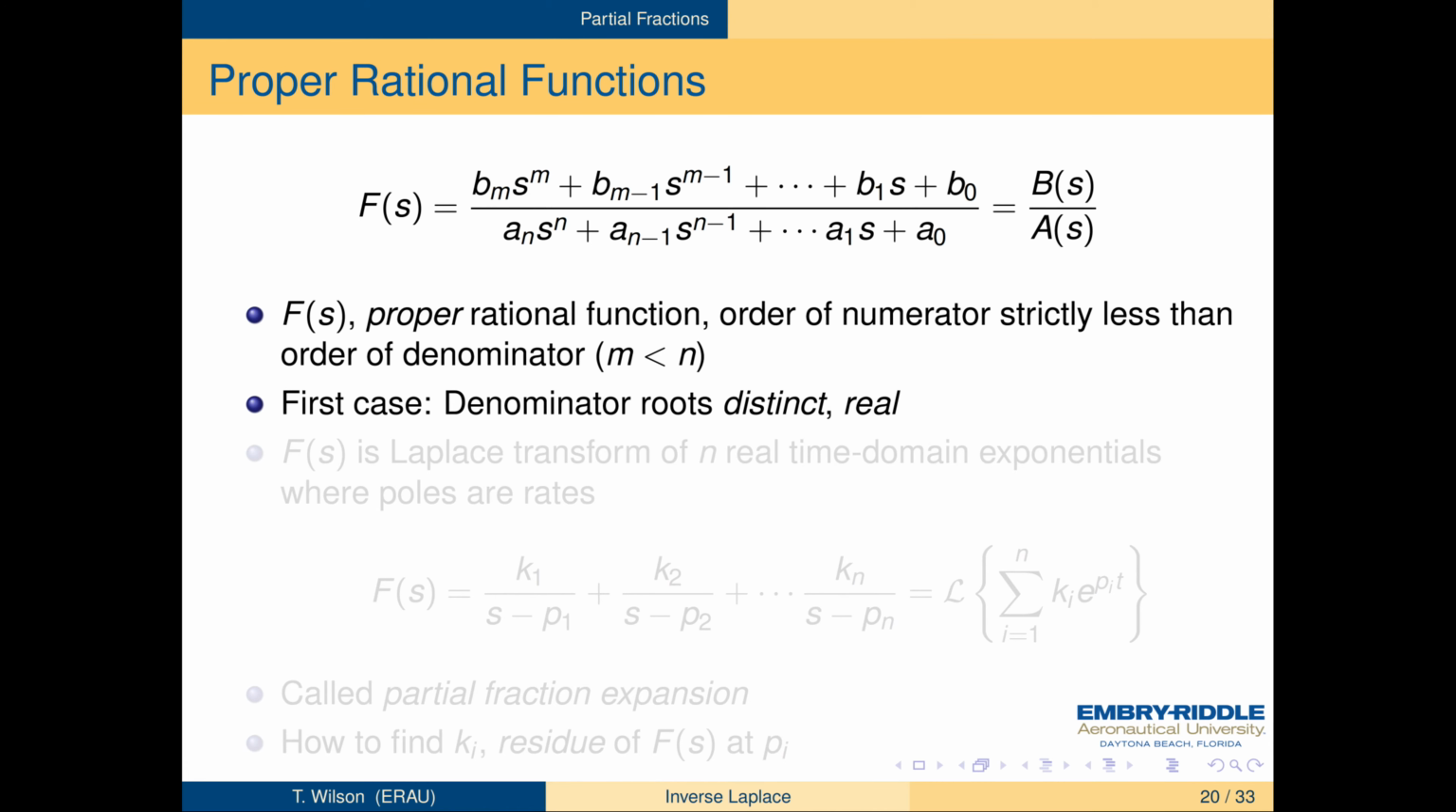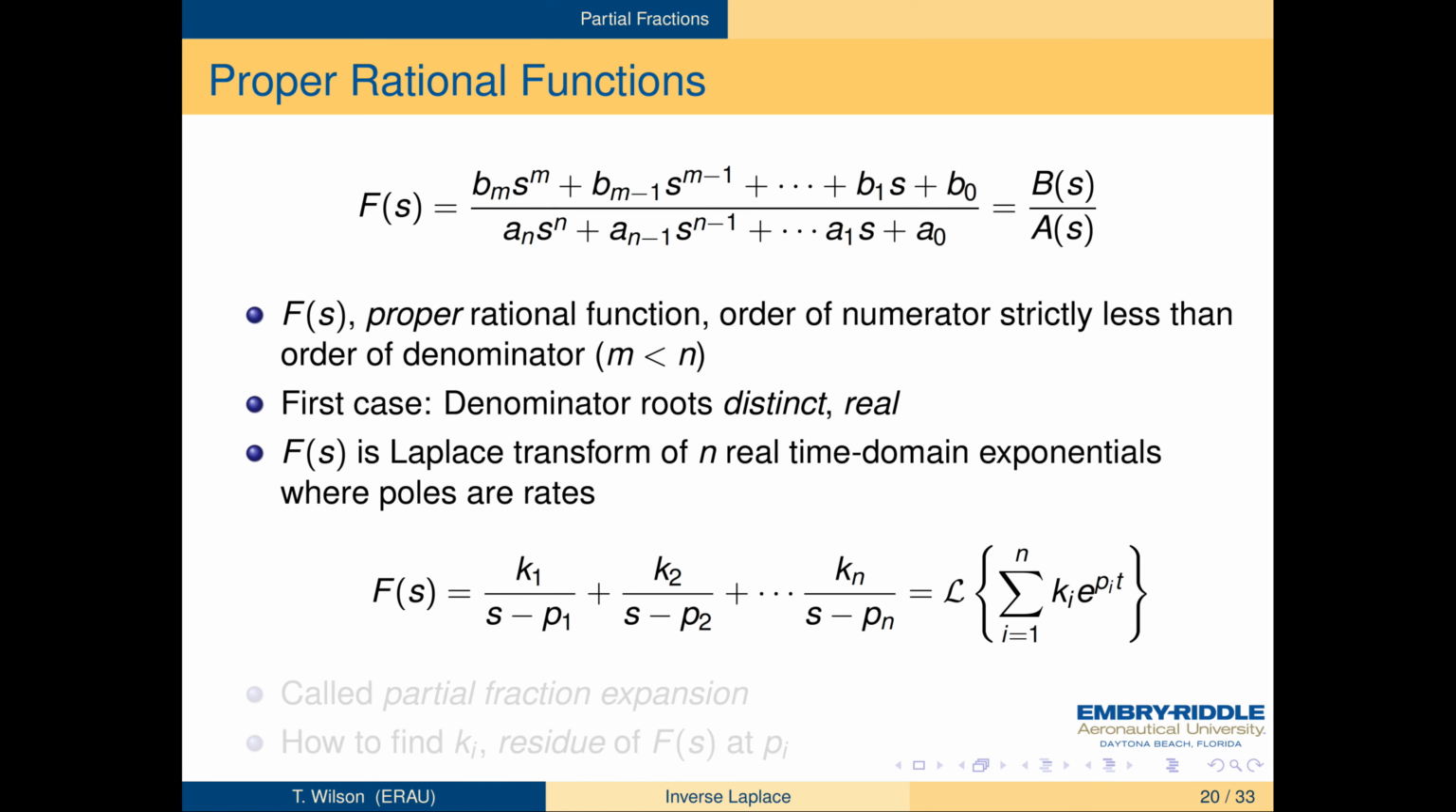Let's start with the case that all the roots of the denominator, the pole locations, are distinct and real valued. If that's the case, we know that there are n coefficients, the weights of the exponentials in the waveforms. A proper rational function written in this form is called a partial fraction expansion. Each weight is called the residue of capital F of s at the pole location. As with the inverse function, there are methods from complex variables to find the residue at each pole, but we will use a more mundane approach that leads to the same results.